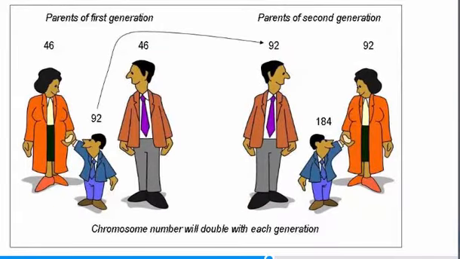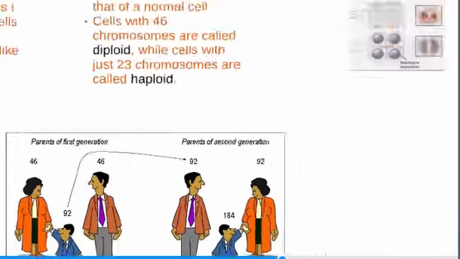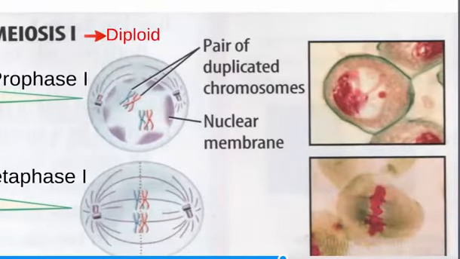chromosomes. Why do we need to do this? Look at this picture. If our sex cells had the full number of chromosomes, which means if they were diploid, each generation would have double the number of chromosomes. So we need half the number of chromosomes in the sex cells to make sure that each generation keeps the same number of chromosomes. This is one of the main aims of meiosis.